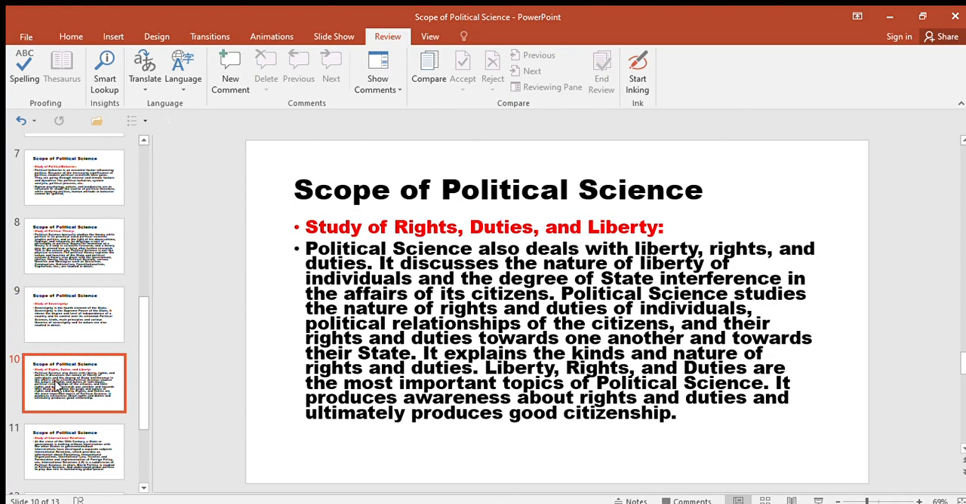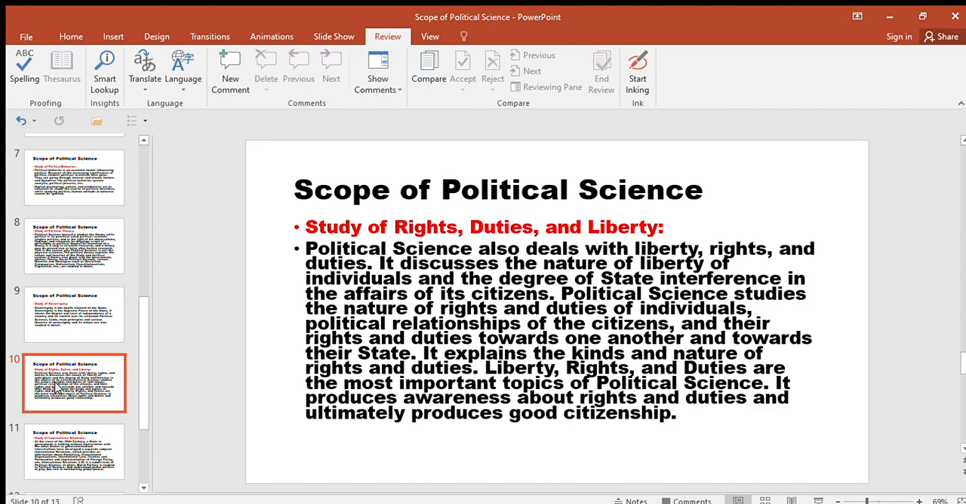Political science is also study of rights, duties, and liberties. Political science deals with liberties, rights, and duties. It discusses the nature of liberty of individuals and the degree of state interference in the affairs of its citizen. And political science studies the nature of the rights and duties of the individual, political relationship of the citizen, and their rights and duties towards one another and towards their state.